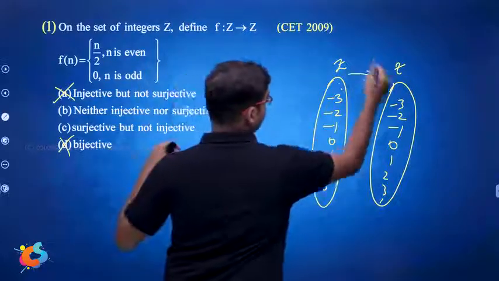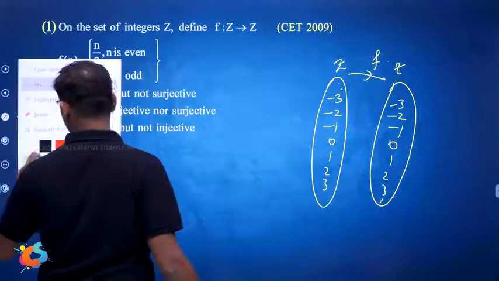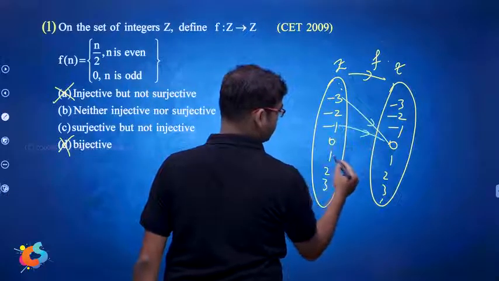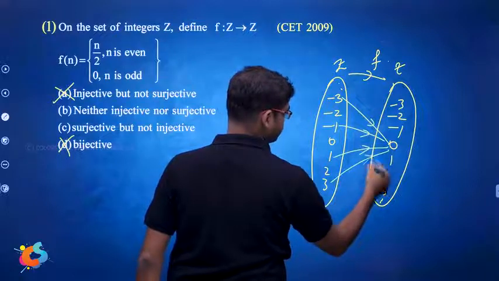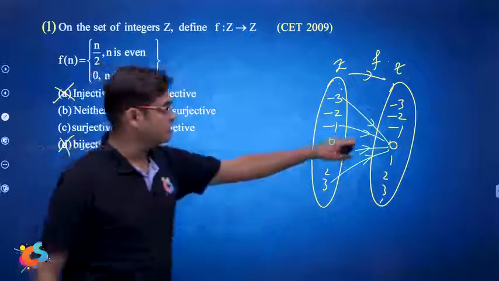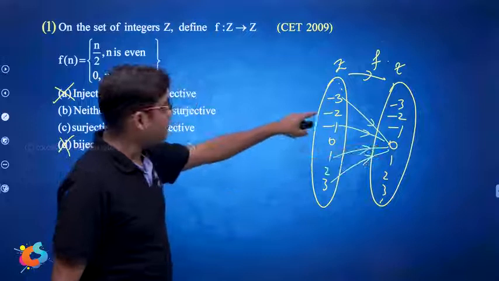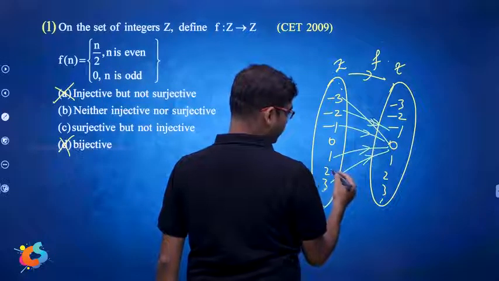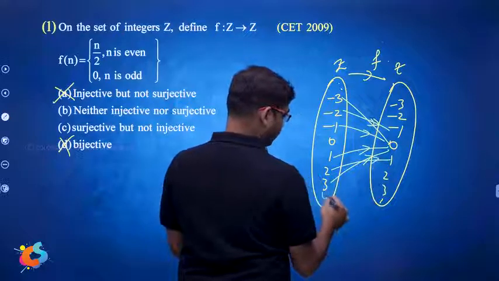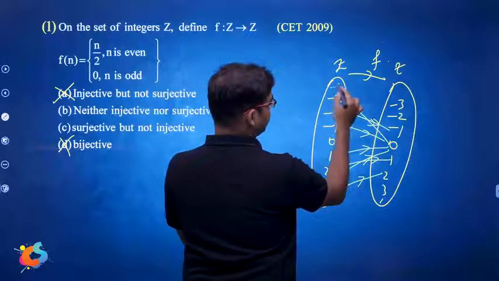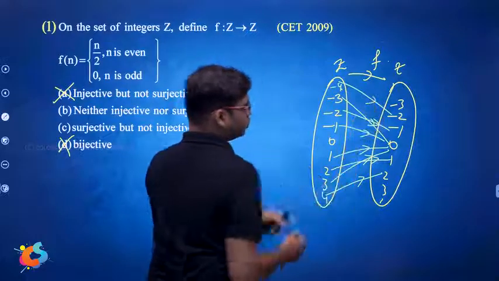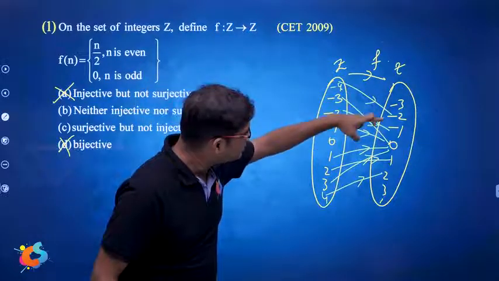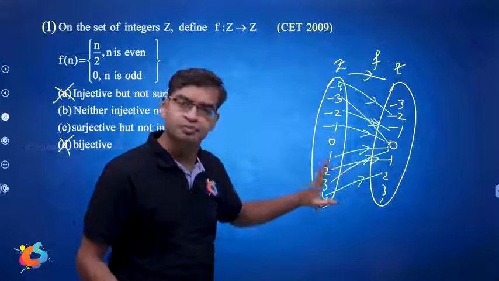So now under this function f, all odd integers are going to 0. So -3 is going to 0, -1 is going to 0, 1 is going to 0, 3 is going to 0. So anyway, 0 is mapped. Now -2 will go to -1, and 2 will go to 1, and 4 will go to 2, right? And -4 will go to -2. So now in the small thing that we have done, -2, -1, 0, 1, 2, they are filled, right?